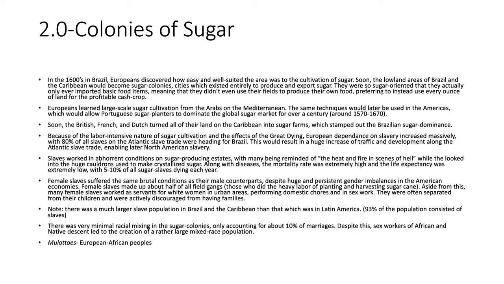Yeah, it really increases reliance and expands the transatlantic slave trade. That's really what I'm trying to get at here. We're going to talk about gender for a bit.